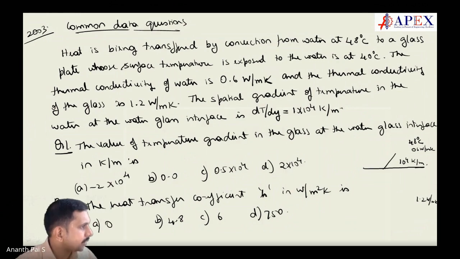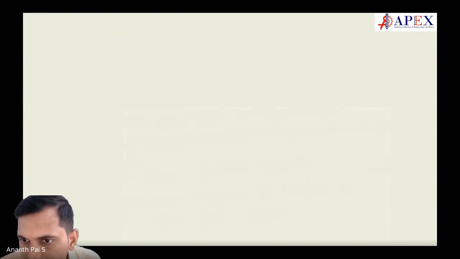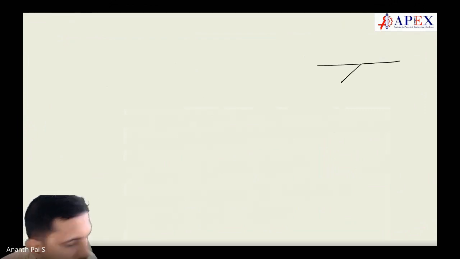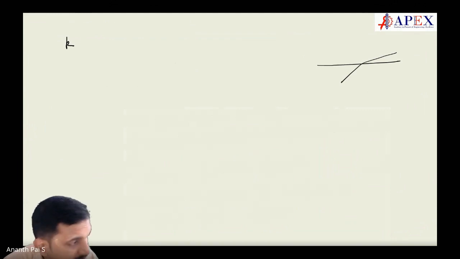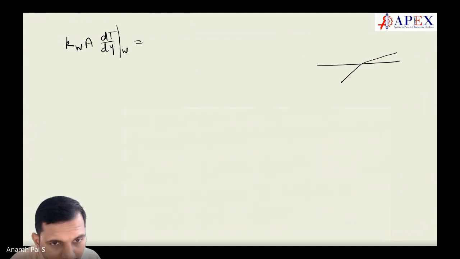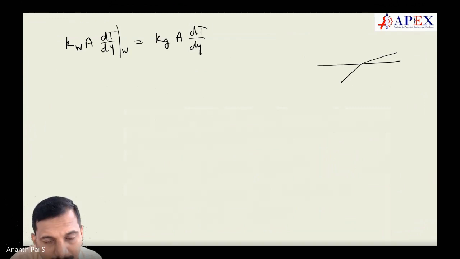I'll tell you the answer. See here, the way is only this much; next time you have to do this. The heat transfer happening in the glass due to conduction is equal to the heat transfer through conduction in the water. So k of the water into area of the interface into dT by dy in the water is equal to k of the glass into area into dT by dy of the glass. That's it.